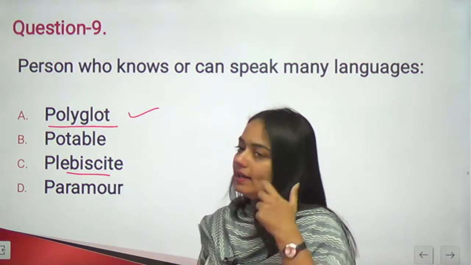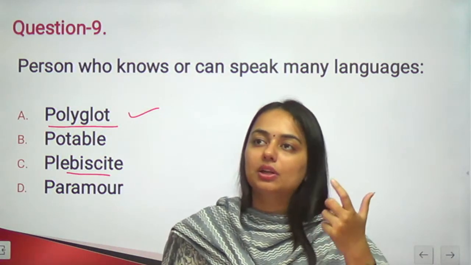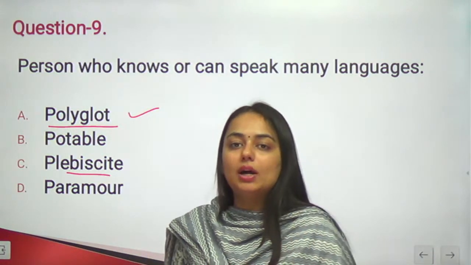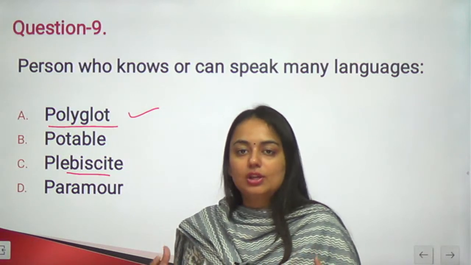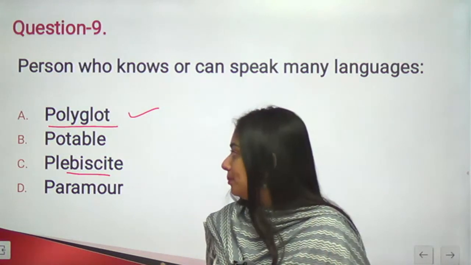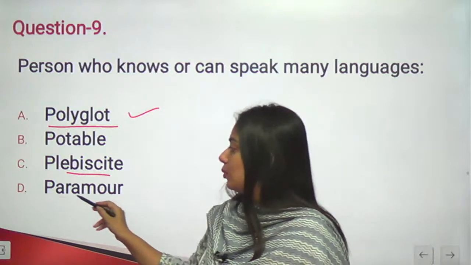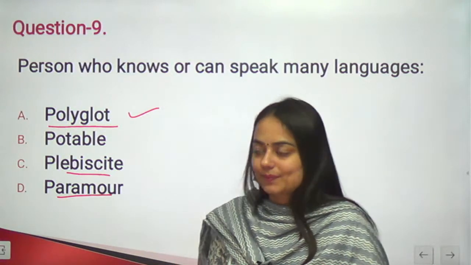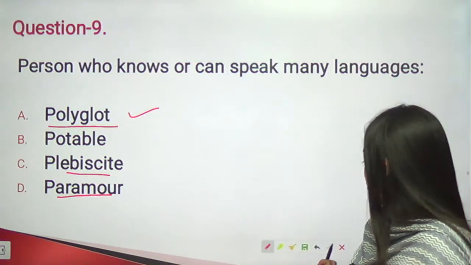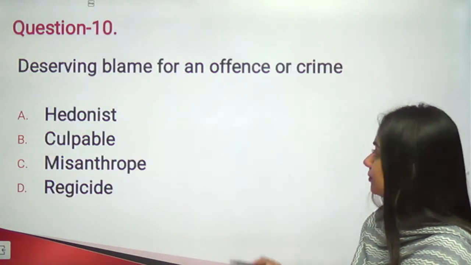Plebiscite is when all the members of a particular party, or the ruling party, decide on something together. That is known as plebiscite. Paramour is a word used for a lover. So the only answer that was close is polyglot.